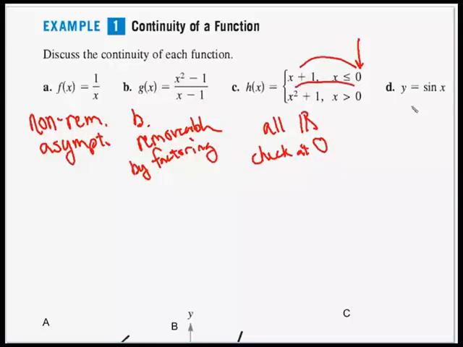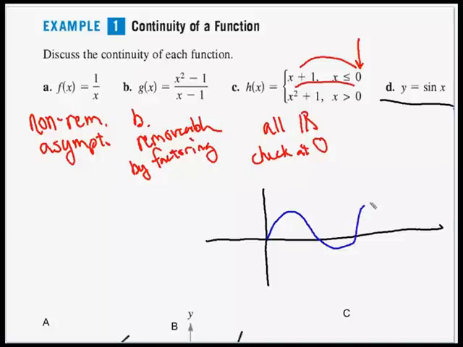So finally, discuss the continuity of y equals sine of x. Well, of course, that's just the sine wave. You know, we start at the origin, and we go out to infinity, just waving back and forth. Same thing as we go to negative infinity. So that's also going to be continuous everywhere. All real numbers. Everywhere continuous.